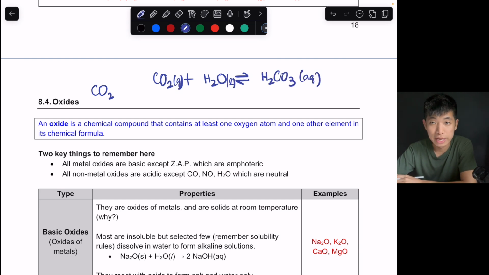Carbonic acid is a weak acid. It has a pH ranging between 4 to 5, and therefore the universal indicator turns yellow. Carbon dioxide is therefore classified as an acidic oxide. We can form oxides by combining metals with oxygen or non-metals with oxygen.